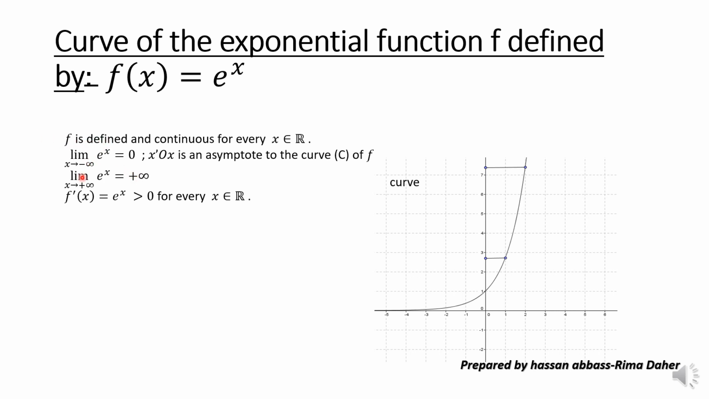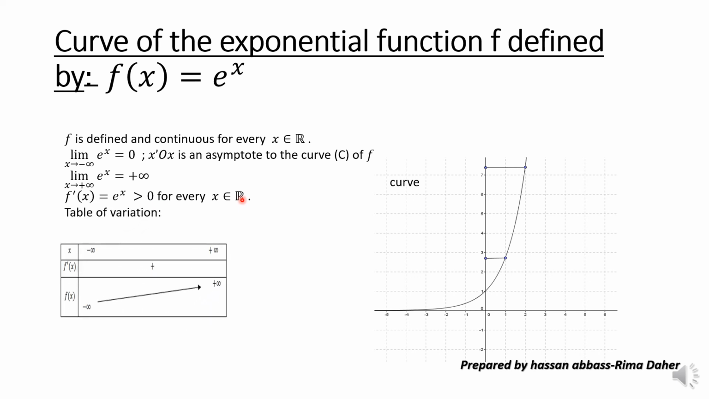To be able to draw the curve, we must make a table of variation. So f prime of x, we must find it: f prime of x equals exponential x, and by definition the exponential x is positive for every x belonging to R. Then the table of variation: x, the domain of definition from minus infinity to plus infinity, f prime of x is positive and f of x is increasing from 0. Do we have a small typo? f of x is continuous from 0 to plus infinity.